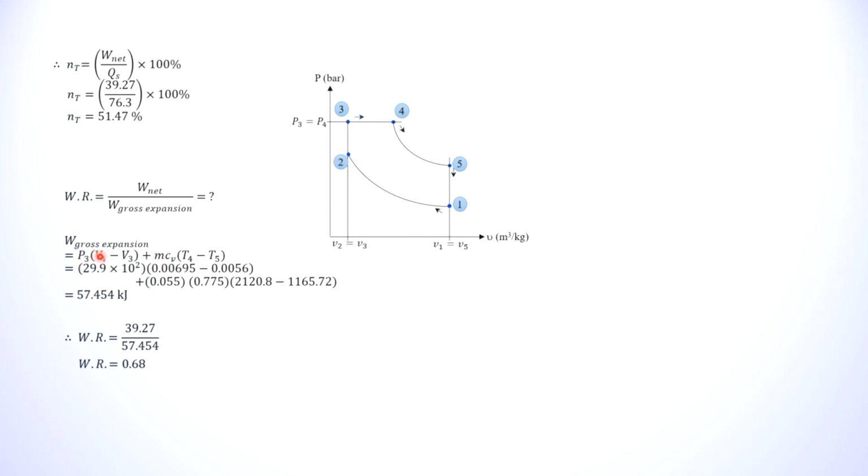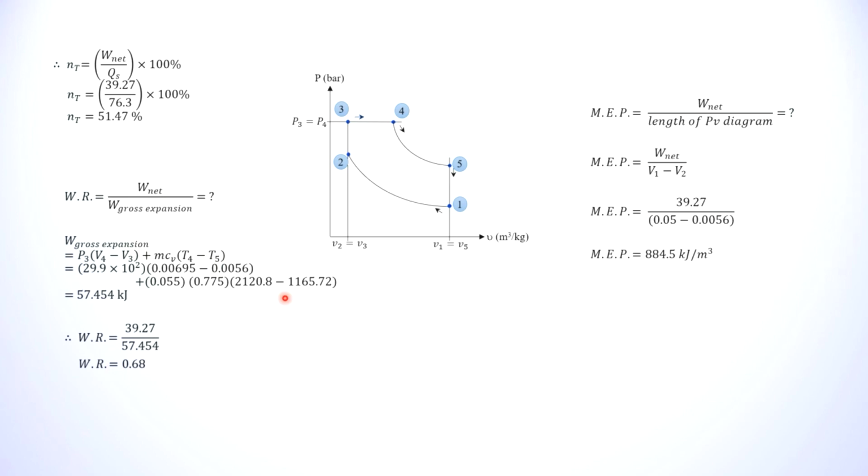Since the mass, you multiply this by mass. Here we don't multiply by mass because the volume is already in meter cube. So don't go and multiply mass here because the volume here is already meter cube. So this one you need to multiply by mass because this is in kilojoules per kgK and this is in Kelvin. So you can multiply by mass in order to get your kilojoules. So this is your gross work. So net work over gross work will be 0.68. That is your work ratio.